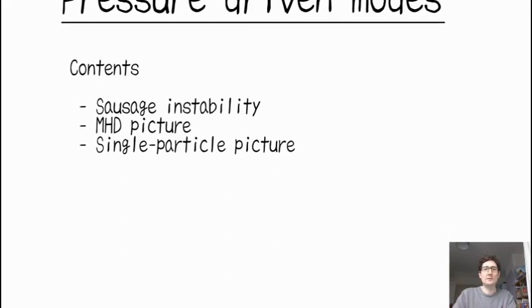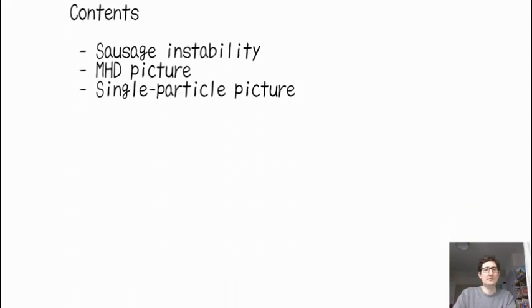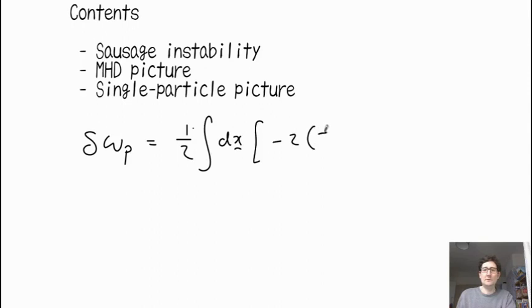Today we're going to look at pressure-driven modes, which are driven by a term in the energy equation, the delta W of the plasma equation. We have a term which is like the integral over the volume of -2 psi, where psi is the perturbation perpendicular to the equilibrium magnetic field, times the equilibrium pressure gradient, times a curvature term, again perpendicular, which is kappa. There are other terms in here, but this is the one we're looking at the moment.